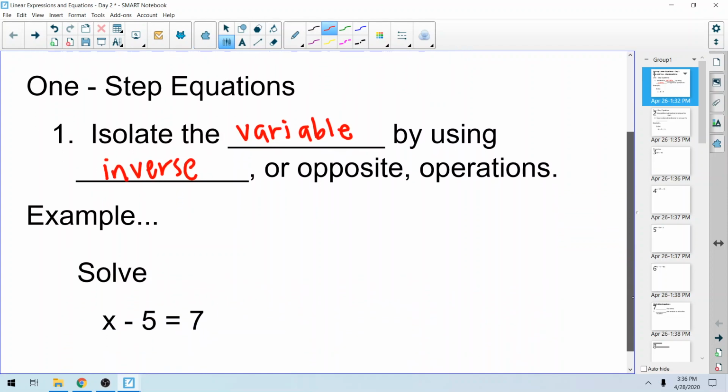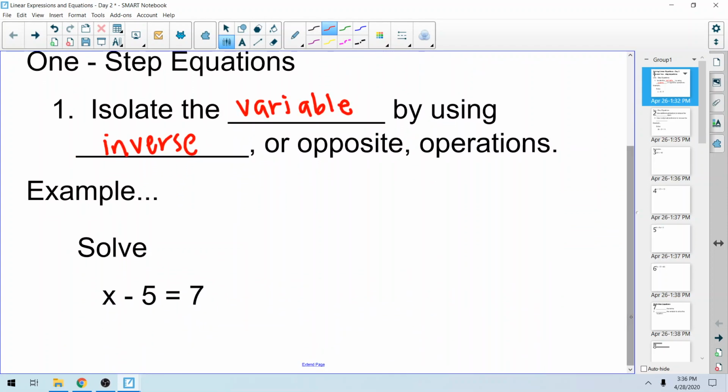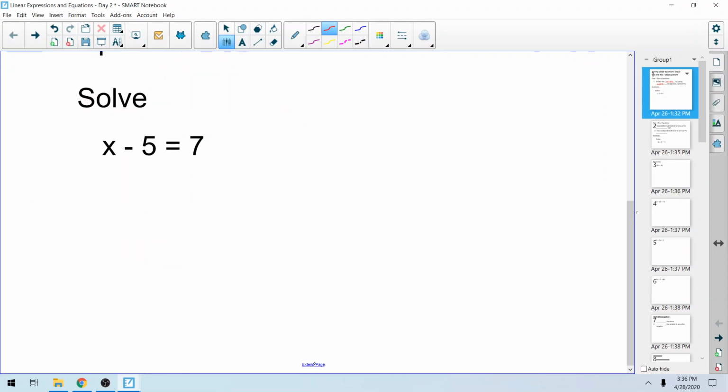Okay, so for example, a one-step equation says solve x minus 5 equals 7, meaning what do we have to replace x with so that when we subtract 5 from it, we get 7. Most of you could probably do that in your head, but what we do is we want to get x by itself. So we have a minus 5. The inverse of minus 5 is plus 5. So we add 5 to both sides of the equation.